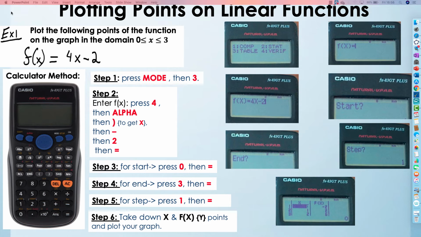Alright, so we're going to do another one of these. Is that okay? I want you to use the calculator to get me the function f(x) equal to 3x minus 6 in the domain between minus 2 and 5. We're not going to plot it now, I want you to get the points for this on the calculator.